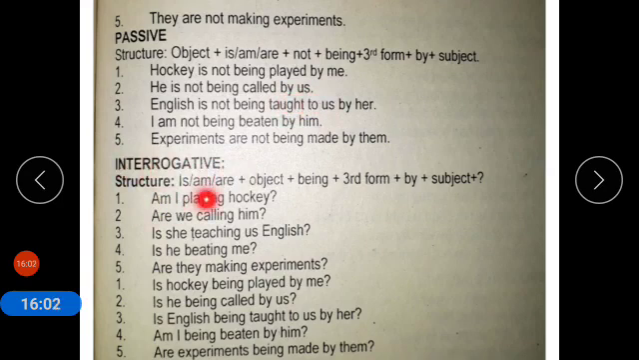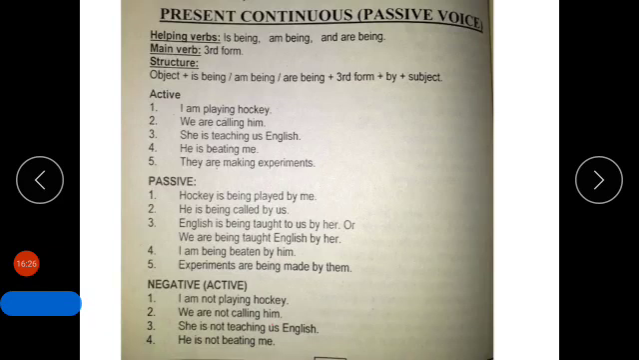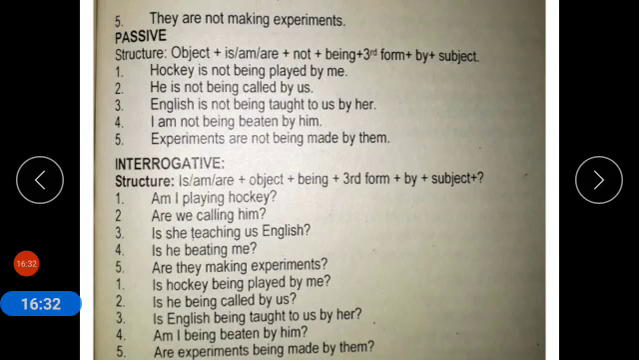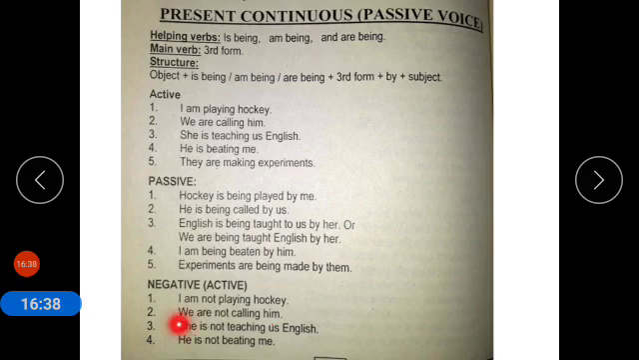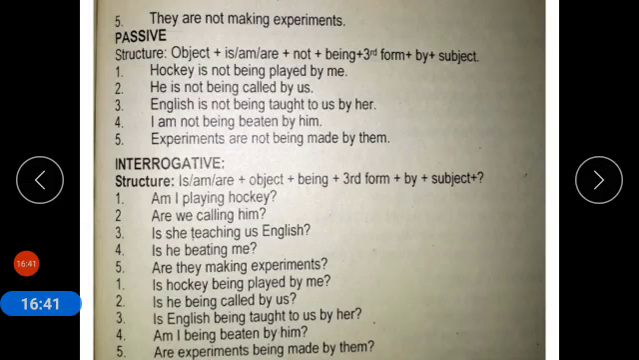The interrogative sentence structure is am, are, object, being, third form of verb, by, and subject. Am I playing hockey? It shows that it is the interrogative of present continuous tense. So we will use are. The second one is we are not calling him. So we will change it into interrogative: are we calling him? She is not teaching us English. Is she teaching us English?